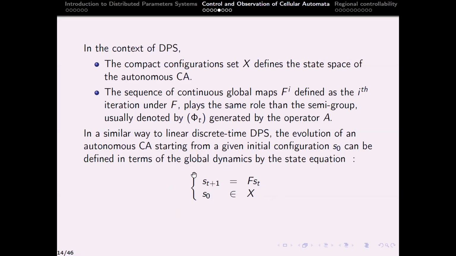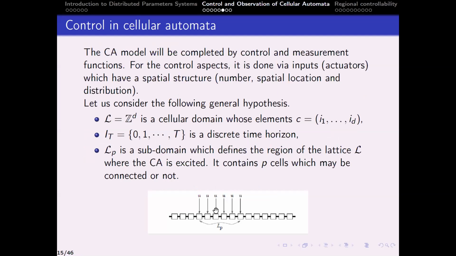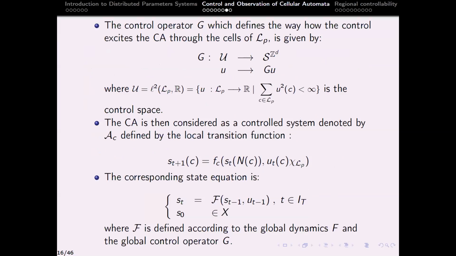The configuration or state of the system at t+1 is the image of the state at time t according to the global function f, with some initial condition s0. Now we want to add some controls, some actions on the system, not everywhere, not a distributed action, but only on some cells. We act on these cells, and we want to know how the system will behave with this action. Then we define everything according to what we know for DPAs.